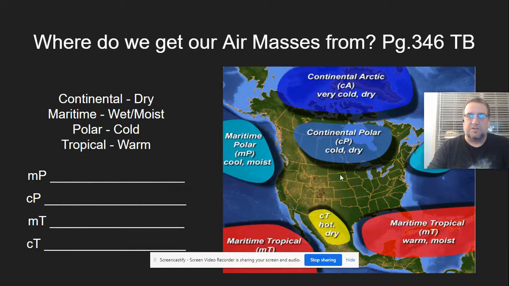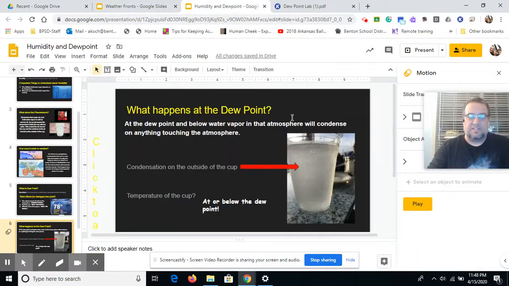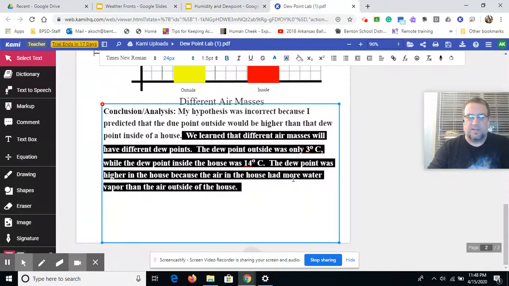There's less moisture in the air because this air mass has just been sitting over land and hasn't had any way to really pick up a whole lot of moisture through evaporation. And this is one reason why the outside air is going to have a lower dew point than the inside air.